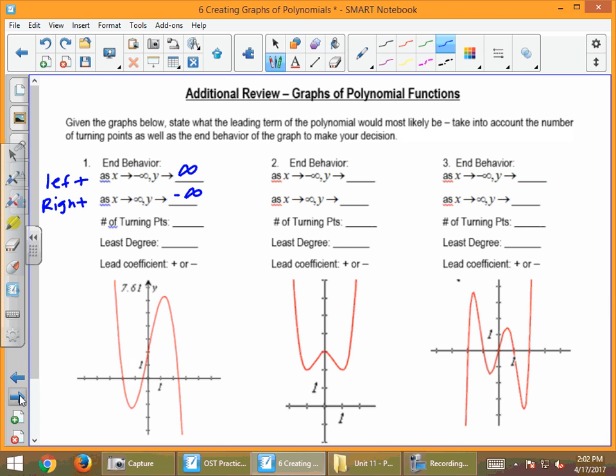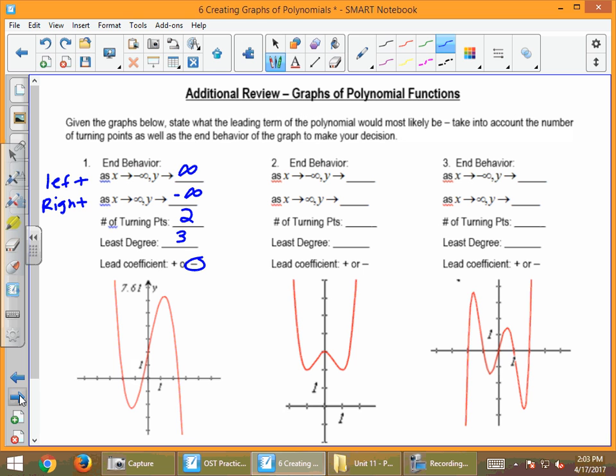Number of turning points. How many turning points does this graph have? 2. 1, 2. 2 turns. So if it has 2 turning points, what's its least degree? 3. Because it can have 2 turning points and be bigger than 3. So it's at least 3. So the degree is odd and the ends are pointing up and then down. So is the leading coefficient positive or negative? Negative.